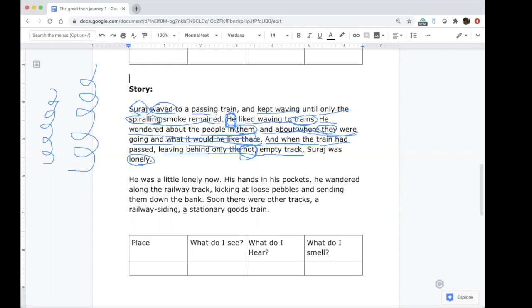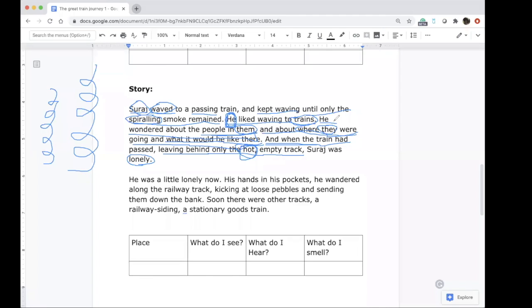So that's how you should try to understand the information from the first line and then read the second line and try to establish a connection between these two sentences. Okay, that is a good skill. Whenever you are also trying to read paragraphs or some sentences, you should also try to understand the previous sentences and try to make a connection between the sentences. So the next one, he wondered about the people in them. So Suraj is wondering about the people in them.